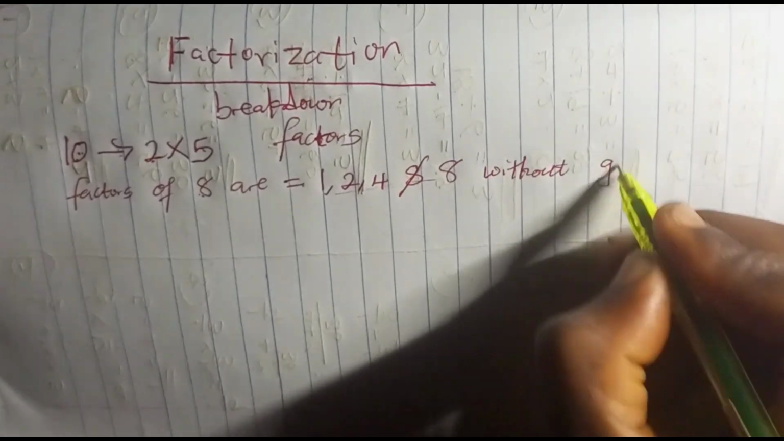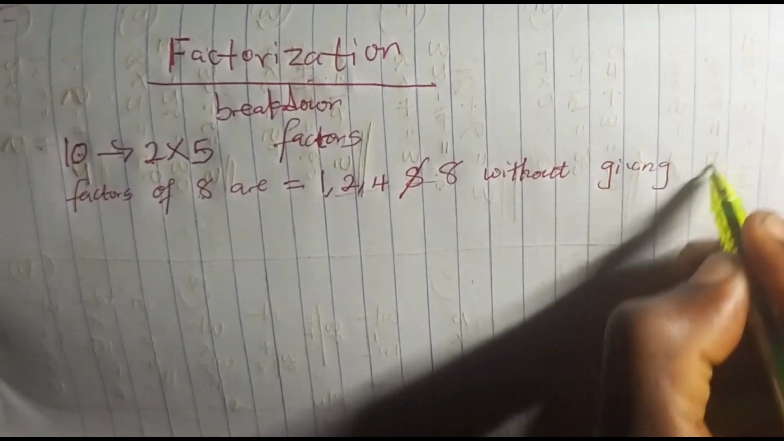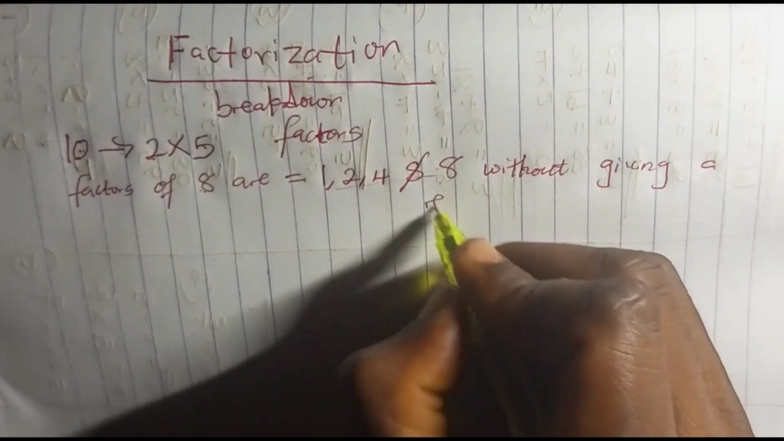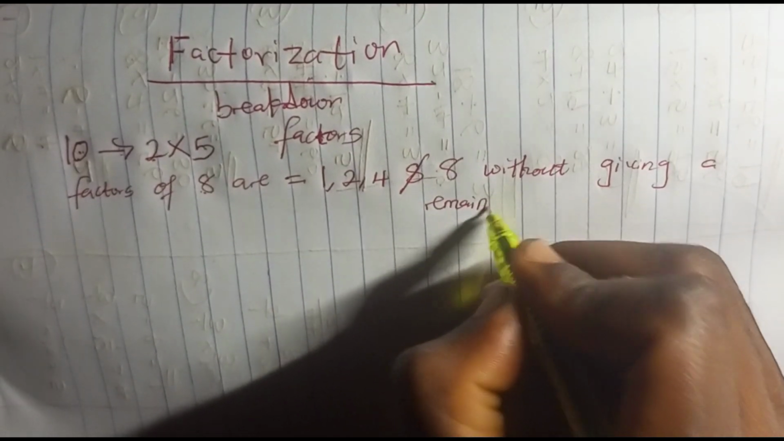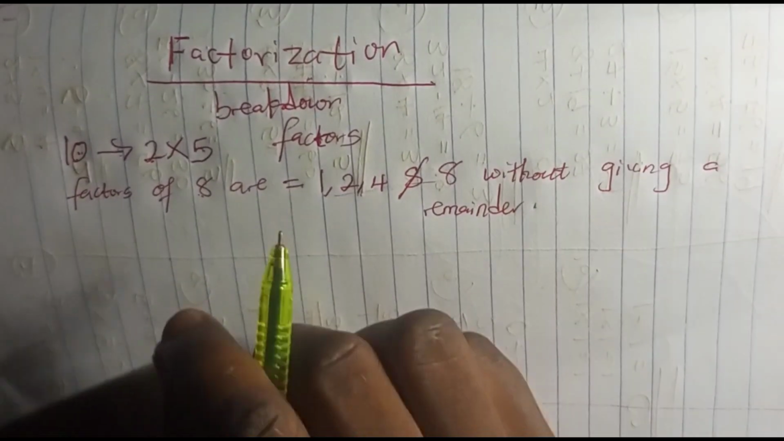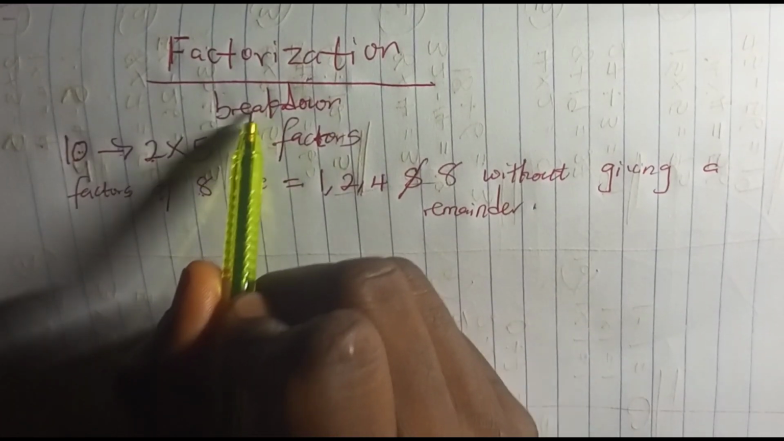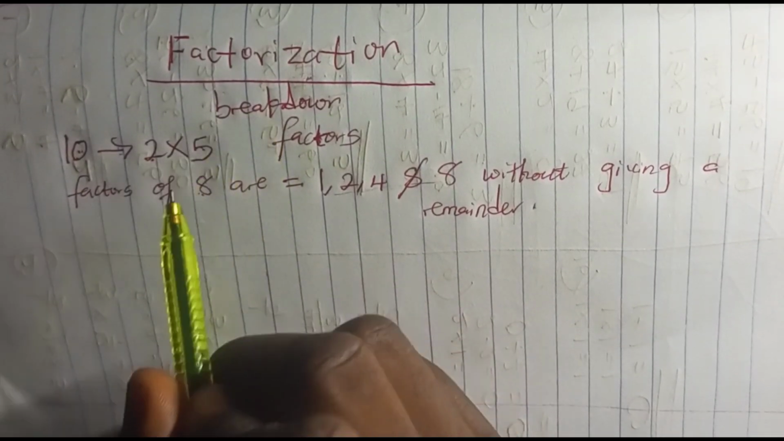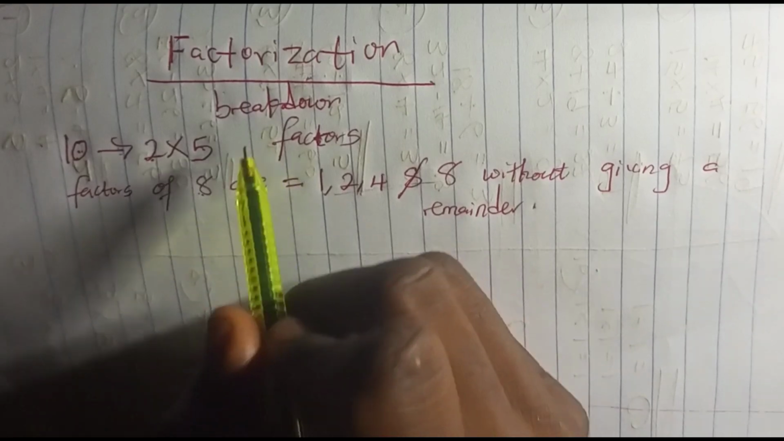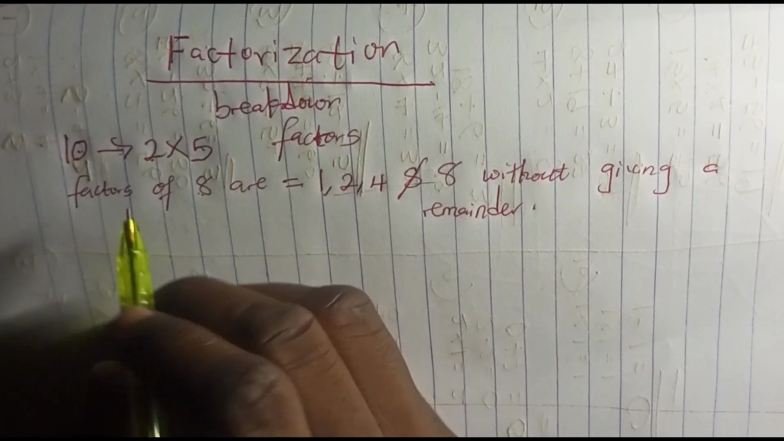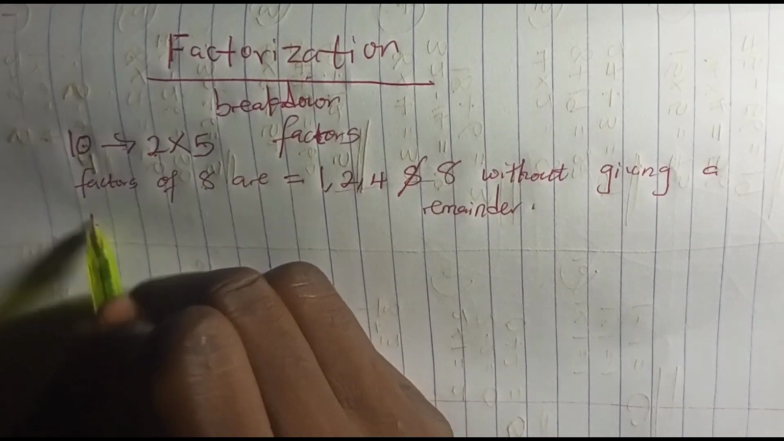Does it make sense? So, in factorization, you break down bigger numbers to smaller numbers so that those smaller numbers, when you multiply them, they will still give you the bigger number. That's what we actually do. So I want you to understand that factorization simply means what? Breakdown. I hope it makes sense.